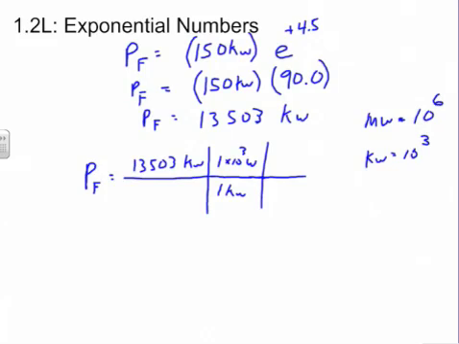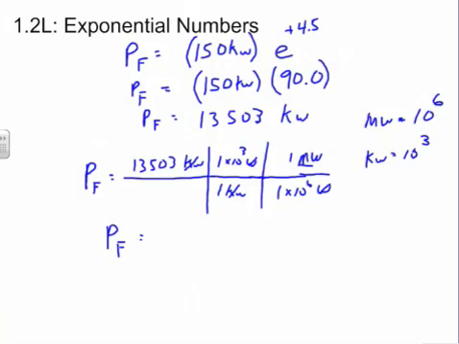And we also know that if we're wanting to go to megawatts, 1 megawatt is equal to 1 times 10 to the 6th watts. And in doing that, then we can cross out our kilowatts. Our kilowatts go away, our watts go away, and we're left with just megawatts. So if we take 13,503, multiply by 1,000, and divide by 1,000,000, we'll know how much reactor power will be left here.